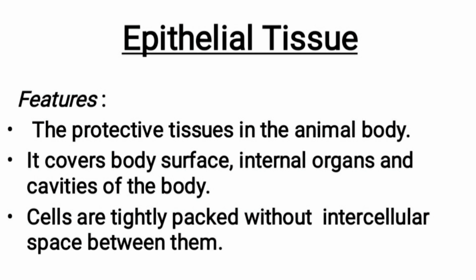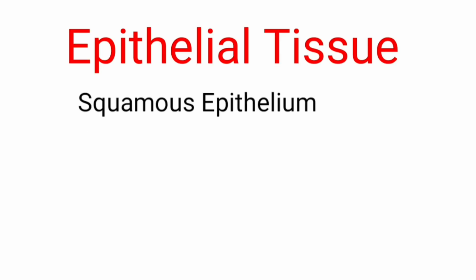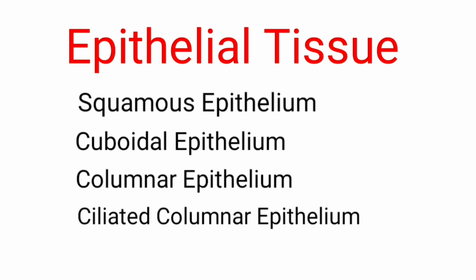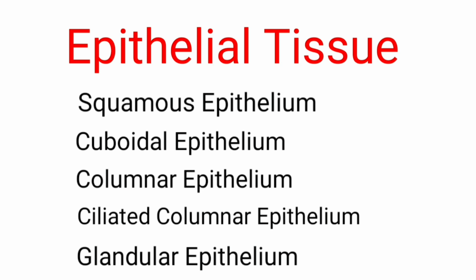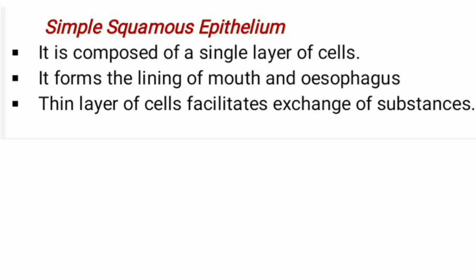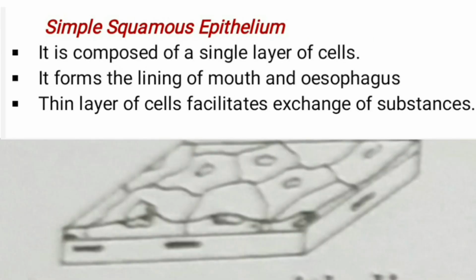On the basis of shape of the cell and their arrangement, epithelial tissues are further classified as squamous epithelium, cuboidal epithelium, columnar epithelium, ciliated columnar epithelium, and glandular epithelium. These are the five types of epithelial tissues. First of all, about squamous epithelium. The skin which protects the body is made up of squamous epithelium. Two types of squamous epithelium: simple squamous epithelium and stratified squamous epithelium.